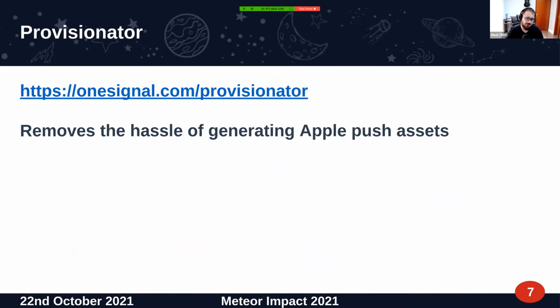And what I also like about OneSignal is that they have this thing called the Provisionator. If you have built native apps with Apple and used push for it, you know there's a lot of things with certificates and other things you have to do before sending. So OneSignal has this tool called the Provisionator that you just go to this link and click a button, log in with your Apple developer email, and it's going to generate all the Apple push assets you need.